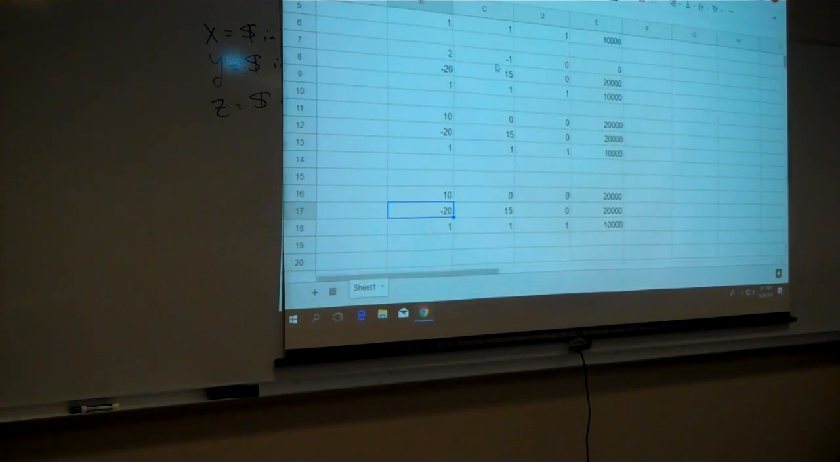Lisa says, replace the second row with 2 times the first row plus the second row. And that did make a 0 there, and it didn't break anything else. So far, so good. Okay?